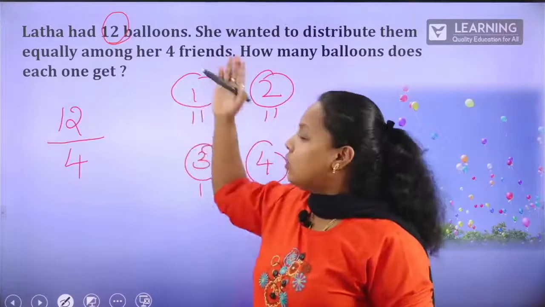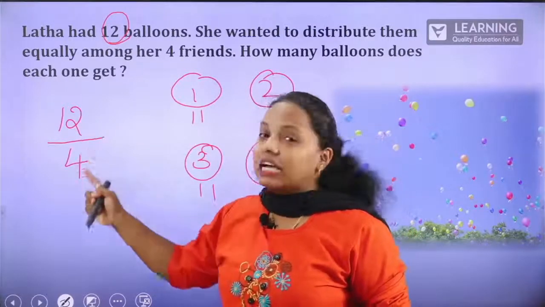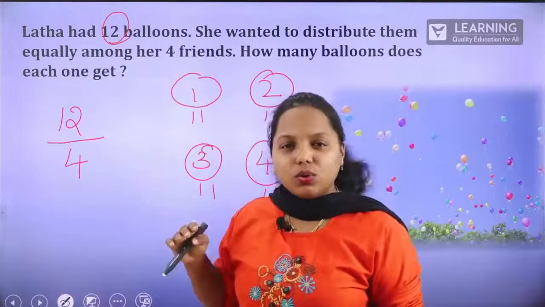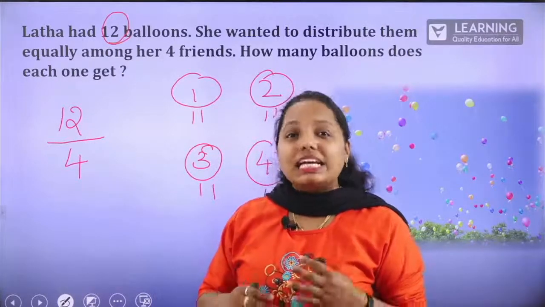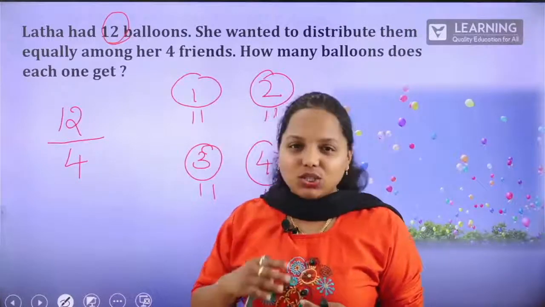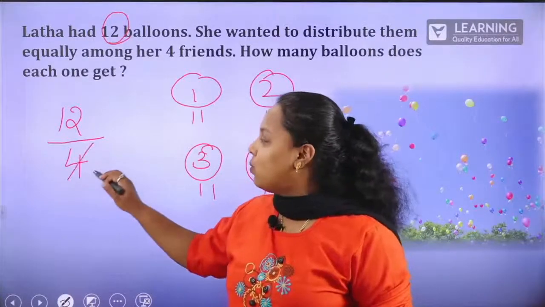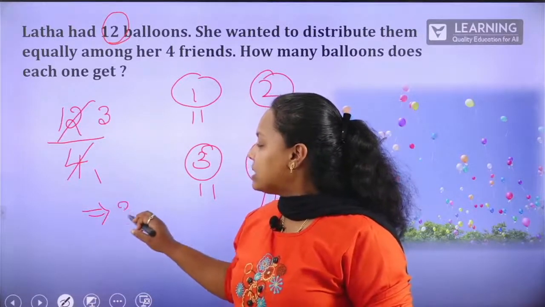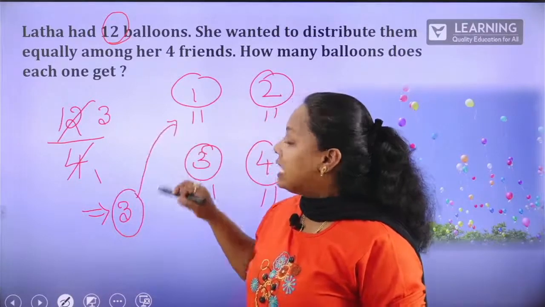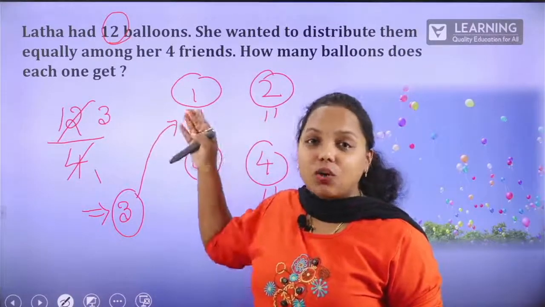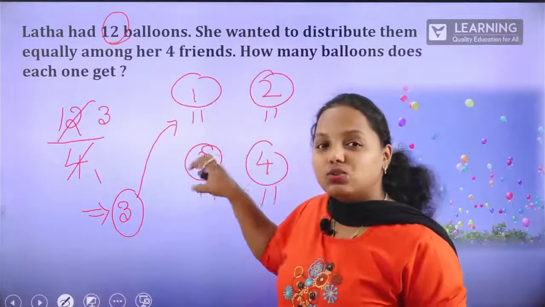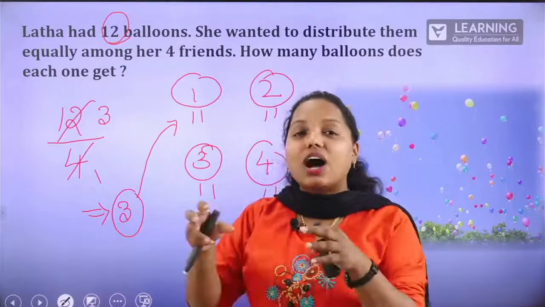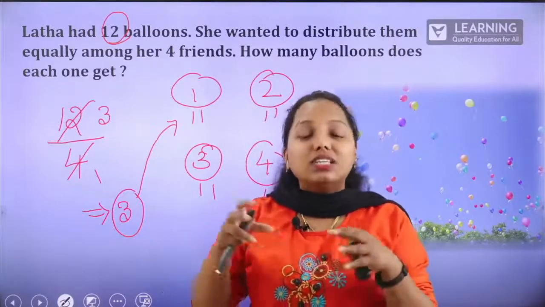Why 4? There are only 4 friends over there. You have to check that these 2 numbers go in the same table. So which table is that? It goes in the 2 table also. Yes, you can go for the 2 table also, but instead of that, take the higher one, so that the calculation will be very easy. So 4 threes are 12. What is the number? It is 3 over there. So 3 balloons each friend will be getting. Now it is nothing but 3 balloons, 3 balloons, 3 balloons. When you count everything, it is 12 balloons. So this is how you divide or distribute.